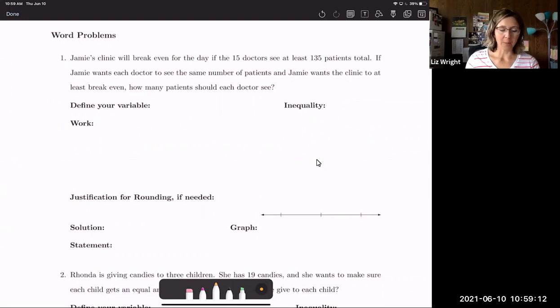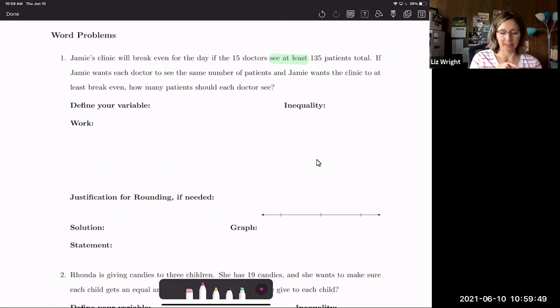So here we go. Number 1, Jamie's clinic will break even for the day if the 15 doctors see at least 135 patients total. There's the inequality part, at least. So we're going to interpret that and say what that means in terms of an inequality here in a second. If Jamie wants each doctor to see the same number of patients, and Jamie wants the clinic to at least break even, there's that at least, how many patients should each doctor see?